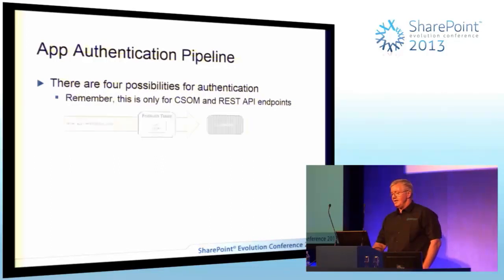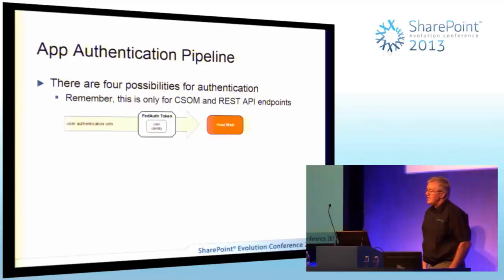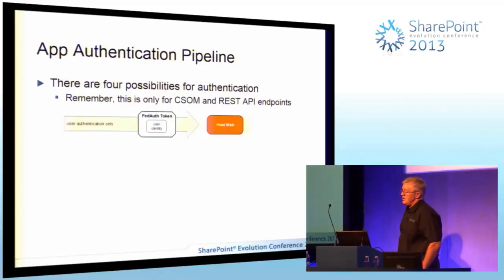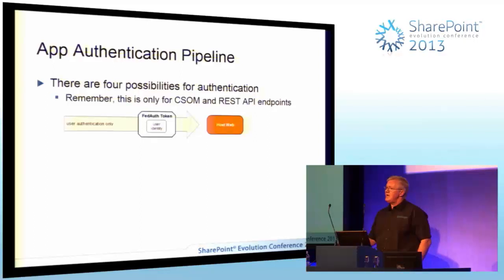First way we'll look at it is, let's say that a call comes into SharePoint and it looks and sees, hey, there's a FedAuth token. This is a call where the user has already been authenticated. And if it's targeting the host web, basically just says, okay, well, authenticate as the user. If this user has permissions to do what the code's trying to do, that's great. It can succeed. If not, access denied.